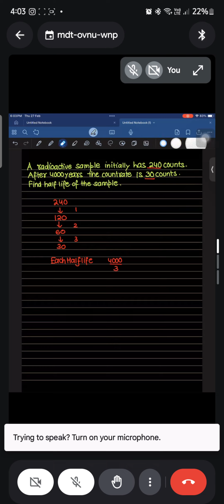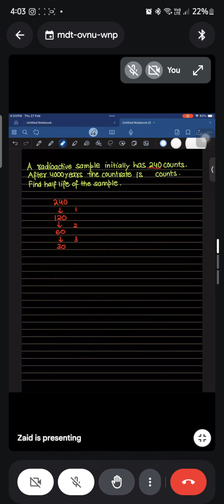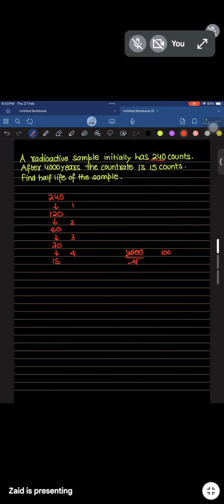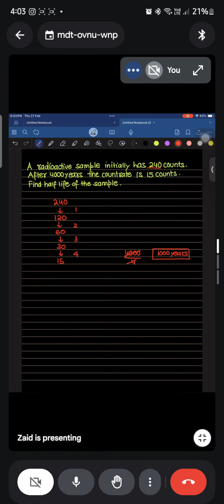Or I can make this question even better if I just switch this to 15. So that's going to be one more half-life. Okay, so four half-lives. So 4,000 divided by 4, and that's it. So every half-life is going to take 1,000 years. Is that clear?